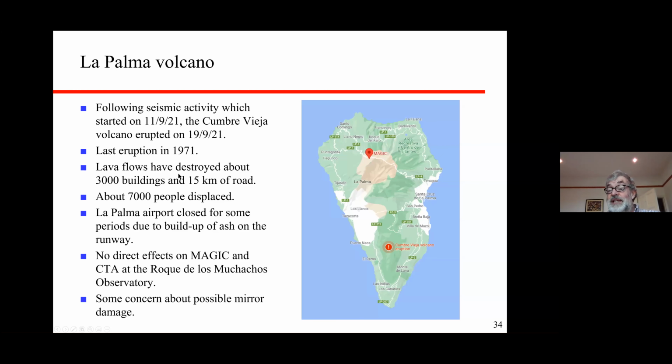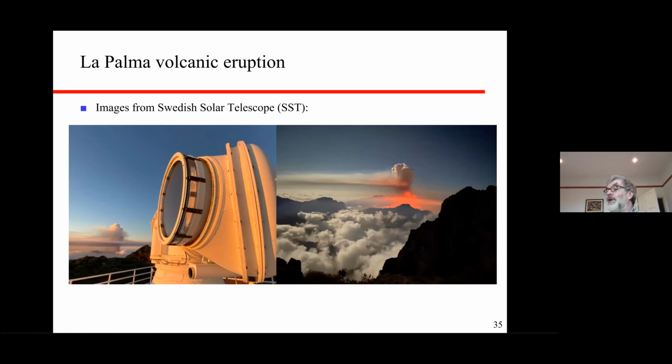Just a brief aside, we know that there has been an eruption of a volcano on La Palma recently. The MAGIC and CTA telescope prototype are sitting here, and so fortunately they have not been directly impacted by the eruption, despite the fact that that's caused significant disruption on La Palma. So there's a picture of the volcano.